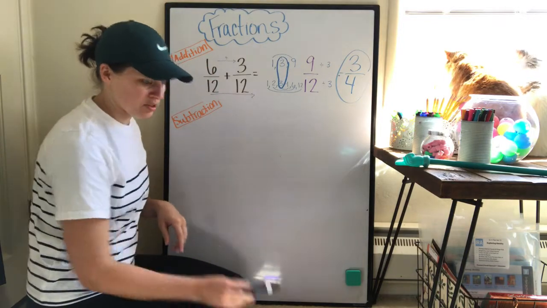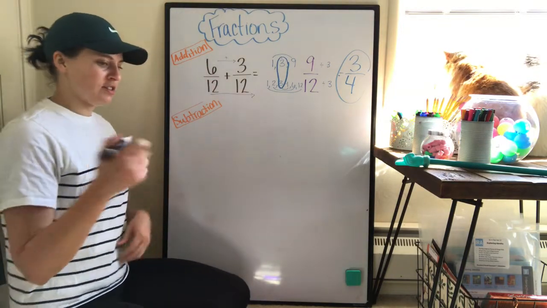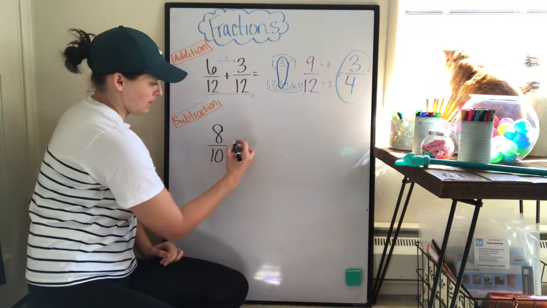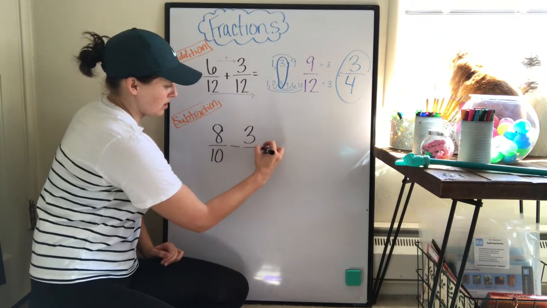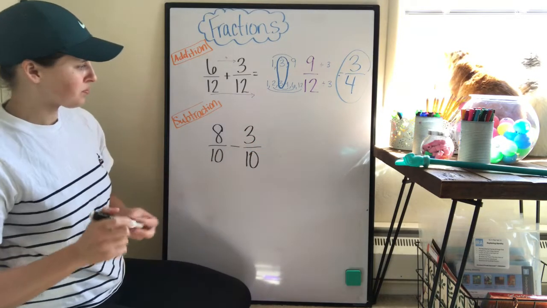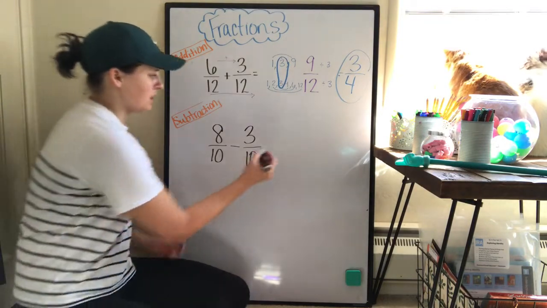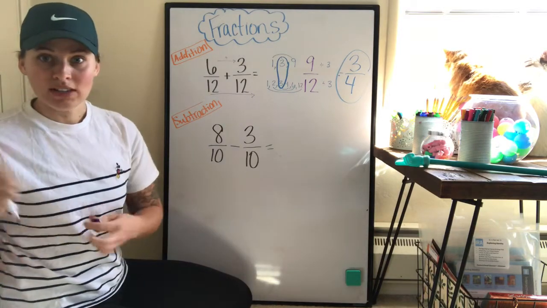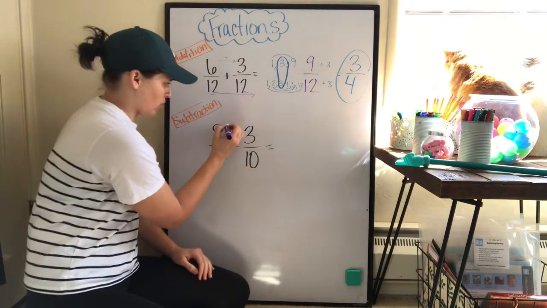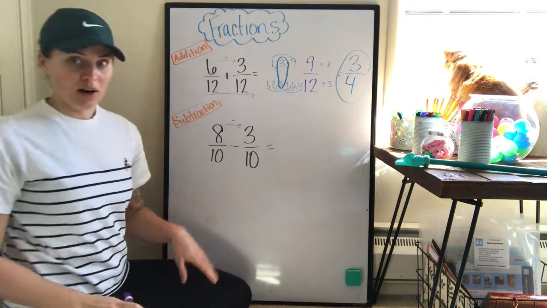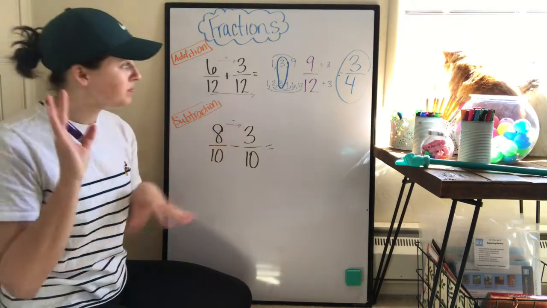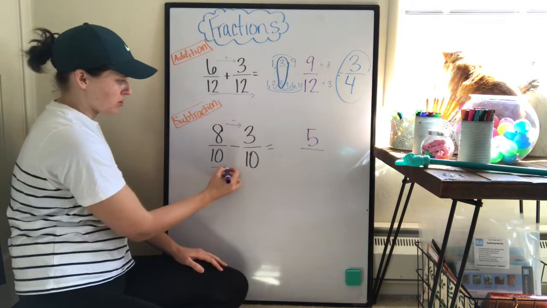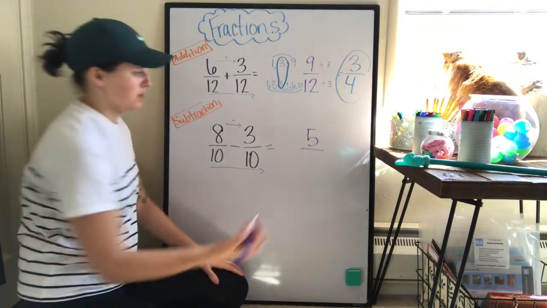Today, we're going to subtract fractions. So let's do this. Let's do 8 tenths minus 3 tenths. And everything is going to be the same. First we're going to take our numerators and we're going to subtract across the top. 8 minus 3 is 5. And our denominator, we're just going to drag over. We're going to keep it the same. So it's 10.